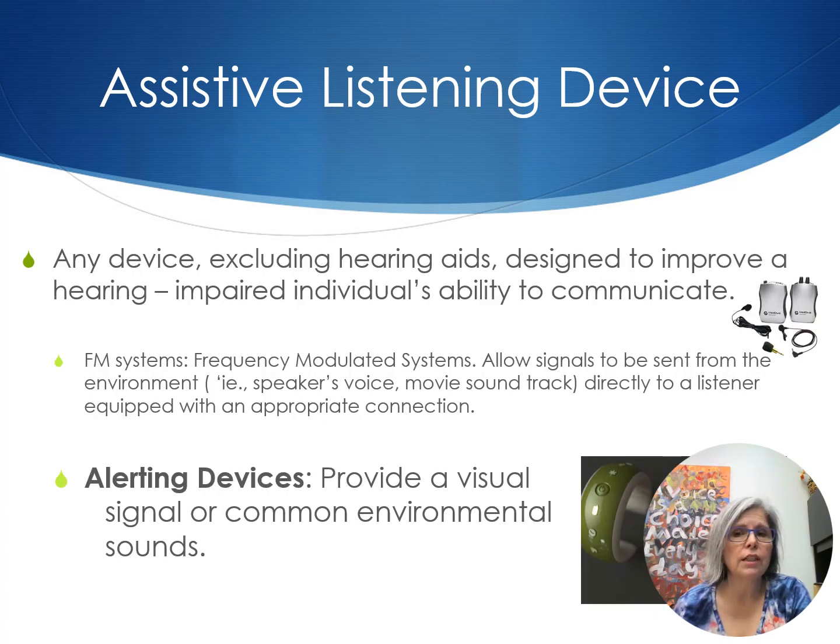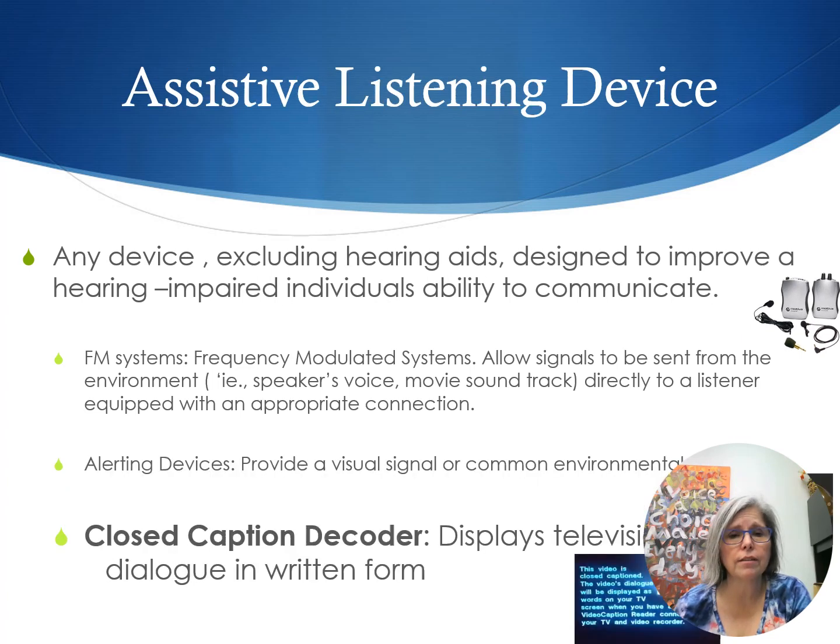The next one is an alerting device, and this is a device that provides a visual signal and translates environmental sounds for the person to be able to process. So it allows them to have another form of signaling when they can't hear an environmental sound, say perhaps a doorbell or a telephone ringing. It gives them perhaps some other kind of a signal, a visual, a tactile sort of a signal, so they can alert to the idea that there's a sound present.